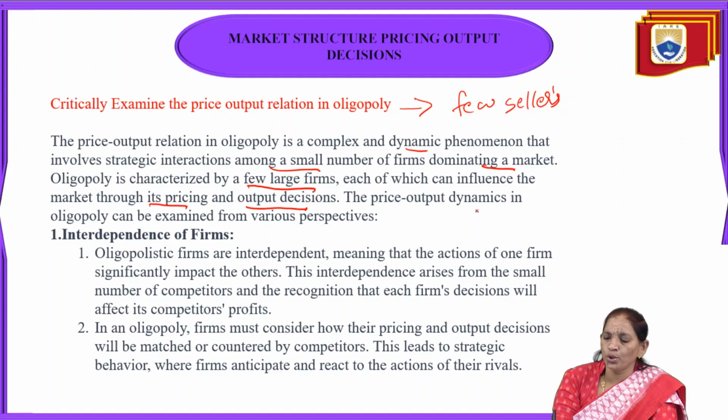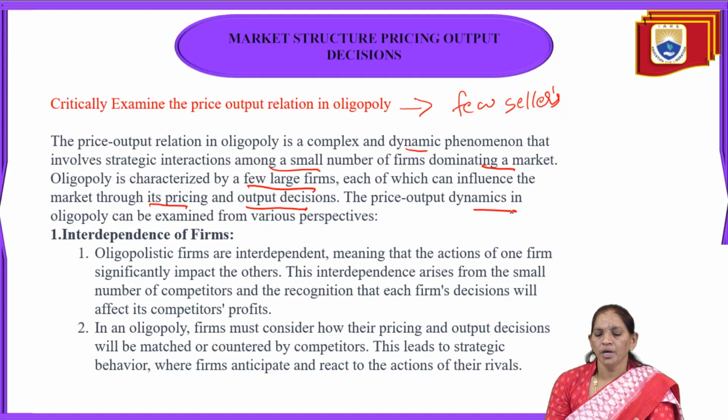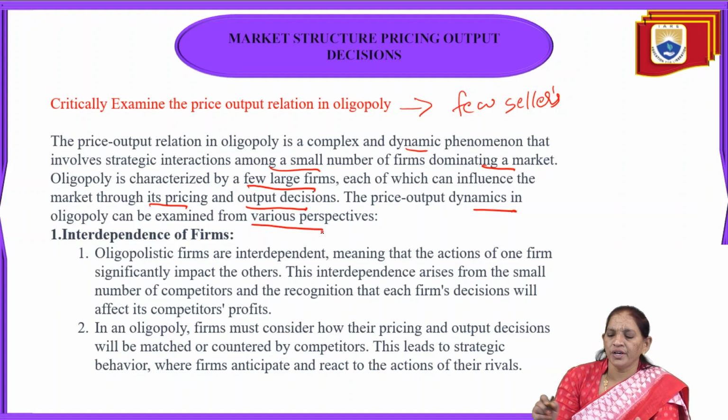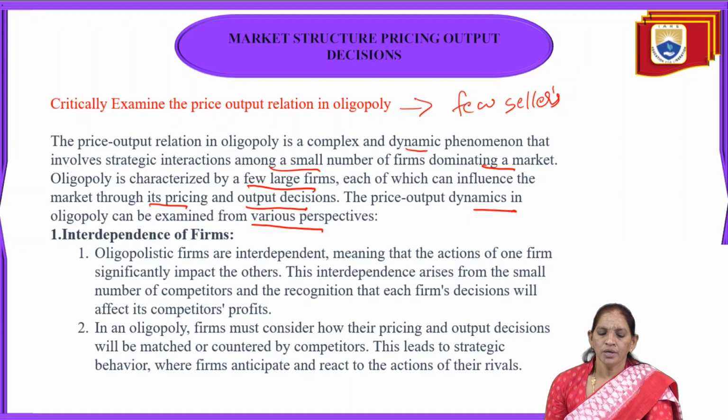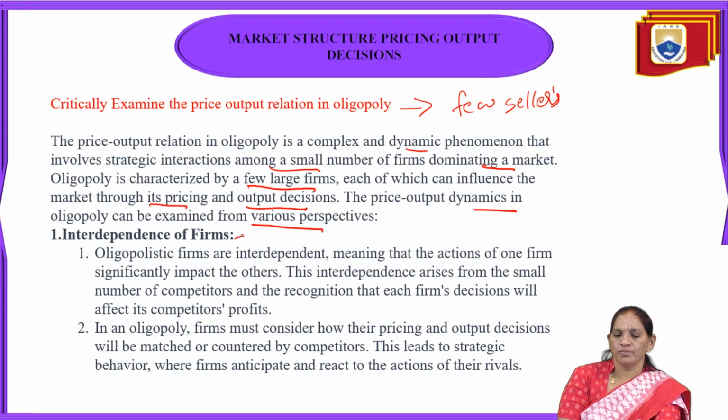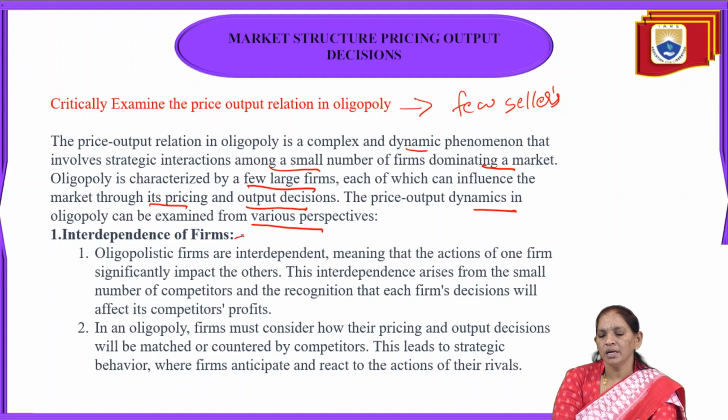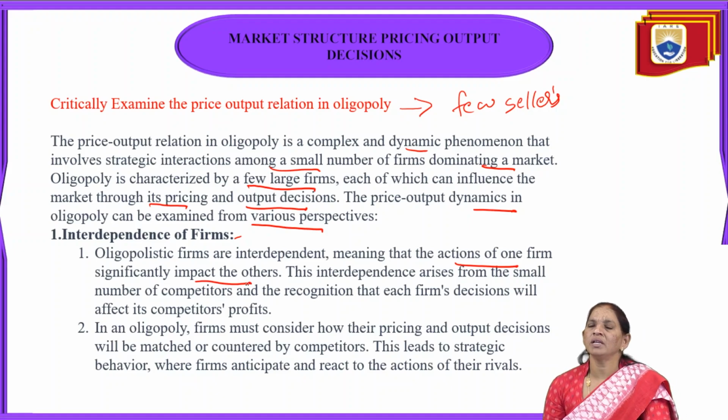These price and output dynamics in oligopoly can be examined from various perspectives. So we'll see the importance of these price and output relations in the case of oligopoly. Here, first, the interdependence of the firms. Oligopoly firms are interdependent, as the action of one firm significantly impacts the other. Means one will impact the price or the strategies of another firm.